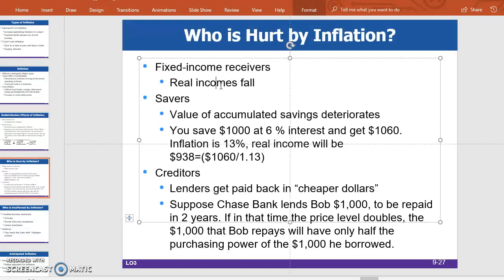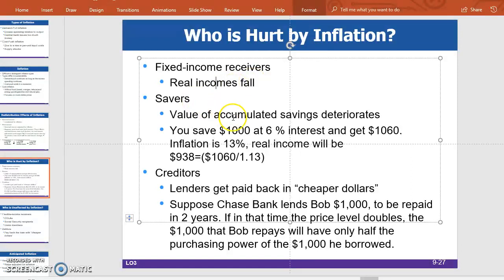Then the other group that will lose because of inflation is what? Savers, right? The value of accumulated savings deteriorates. You save money in the bank, and you earn some interest also, but then you see that at the end of the year your real income did not change. When you adjust your nominal income for inflation, you see your real income remains unchanged.